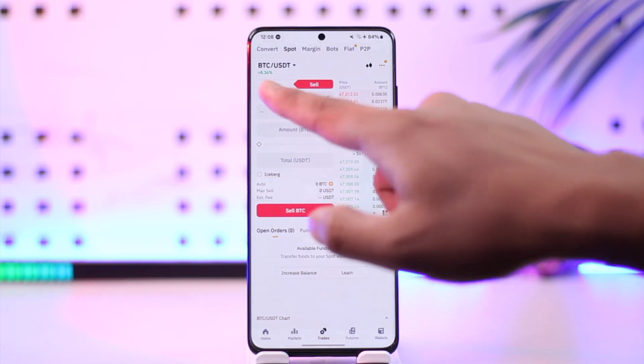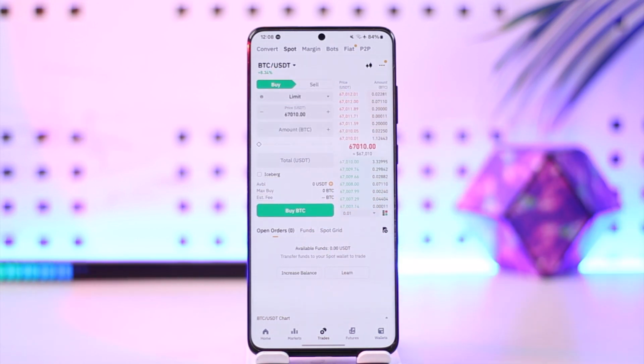There are two types of orders. One is a market order, the other is a limit order. Market order gets filled immediately at the best available price, and limit order allows you to set a specific price at which you want to buy or sell.